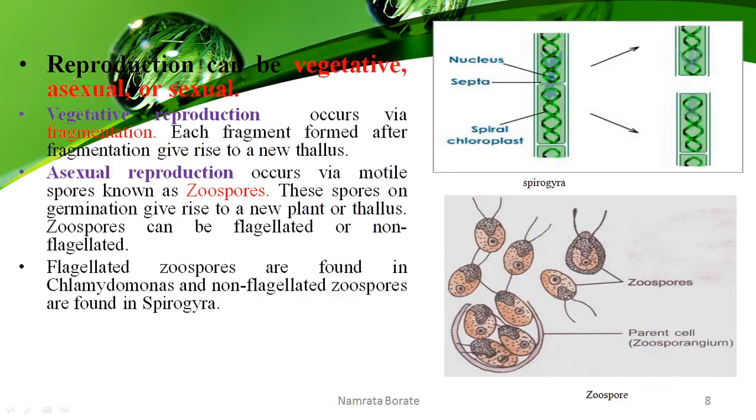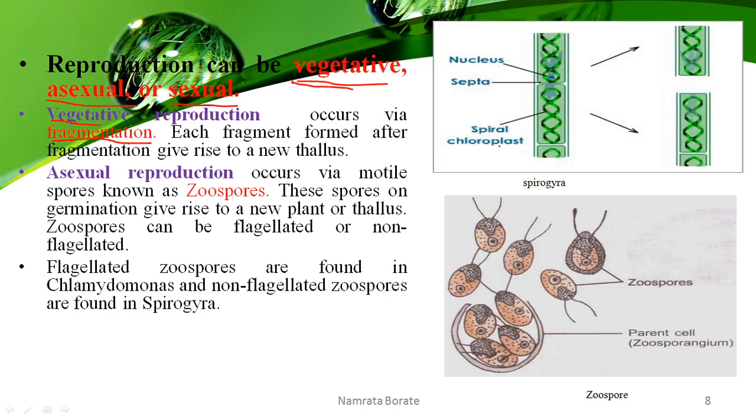The next phenomenon we see is reproduction. It's a very important part in the case of thallophytes. The reproduction may be vegetative, sexual or asexual: the vegetative, asexual and sexual methods. First of all, we see vegetative reproduction. Vegetative reproduction occurs by means of fragmentation.